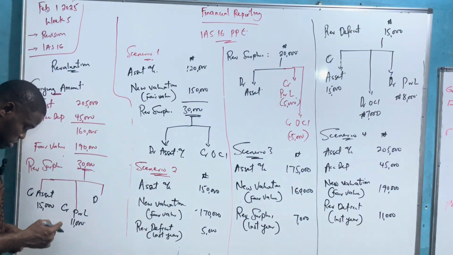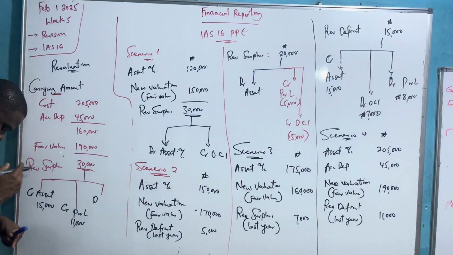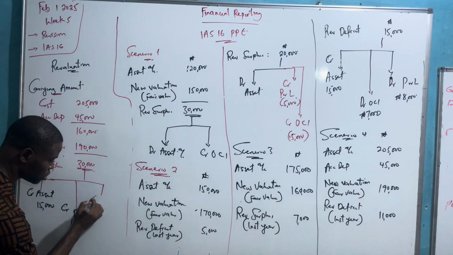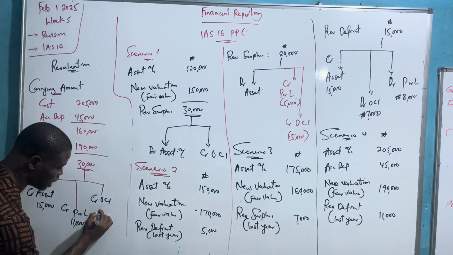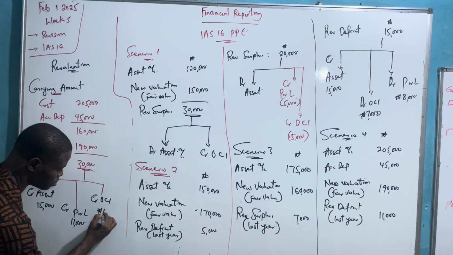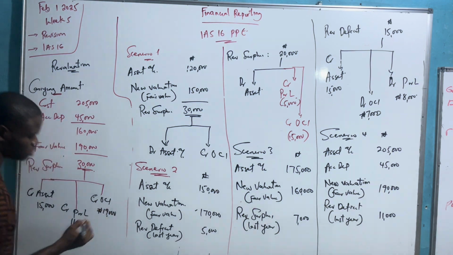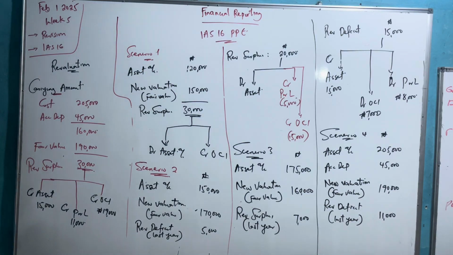Then whatever is remaining, where do you take it to? You credit OCI with how much? 19,000. All of them are what? I mean, we have not done anything wrong. It's not going to balance. Credit, credit, credit. So let's see what is happening.